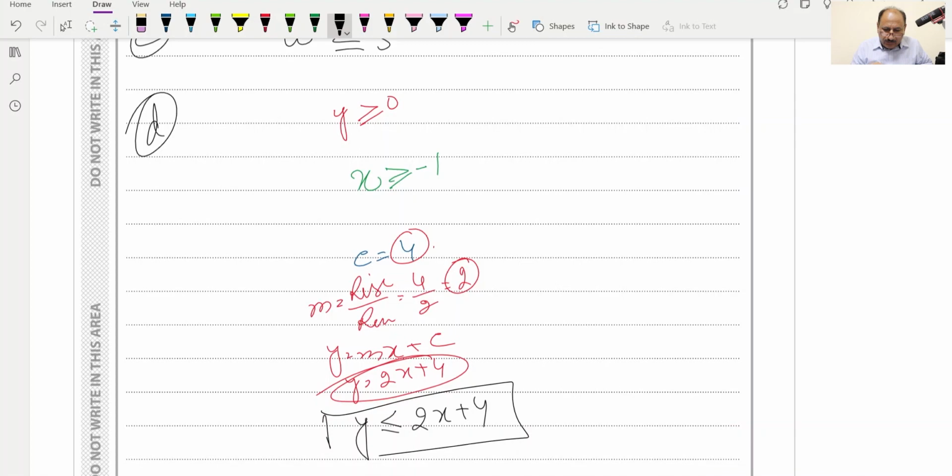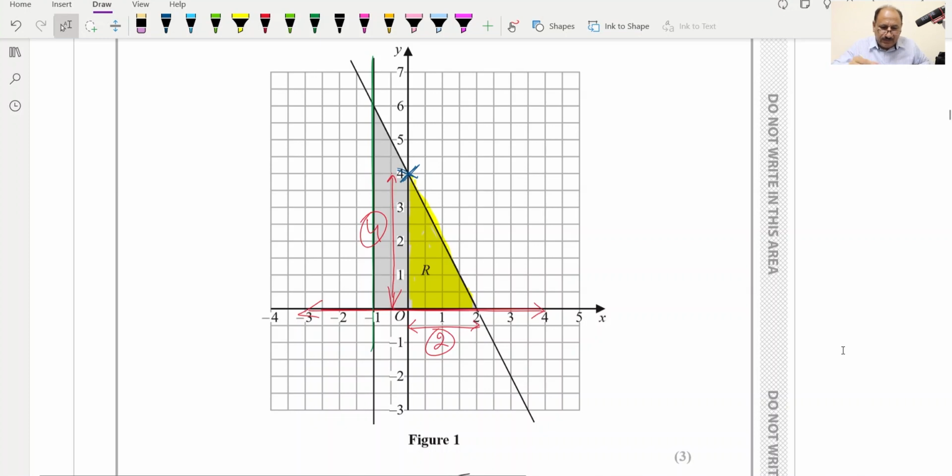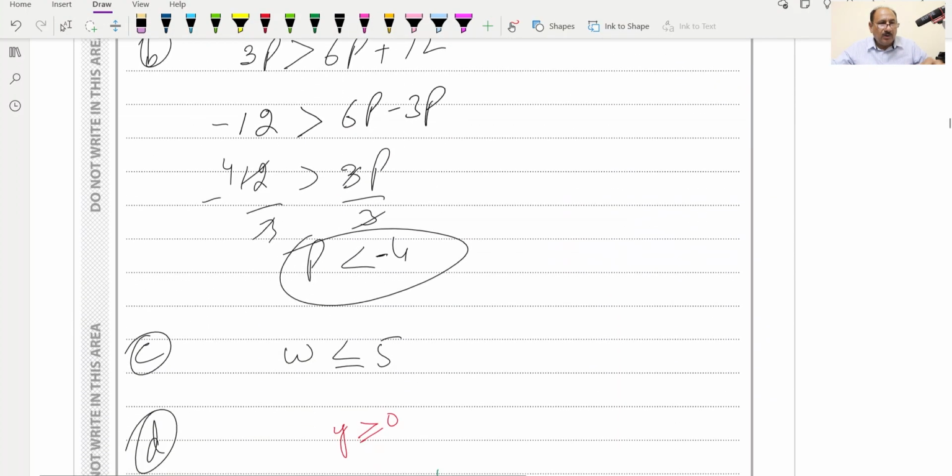Why have we taken less than? Because see, this triangle shaded is where y is less than this, so the lower portion is required, so we have taken this as less than. Hopefully you understood this.